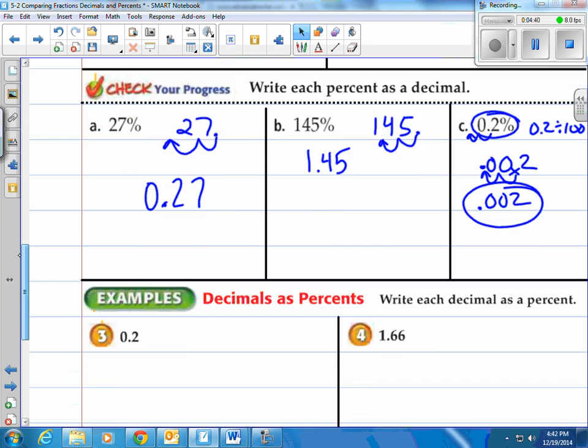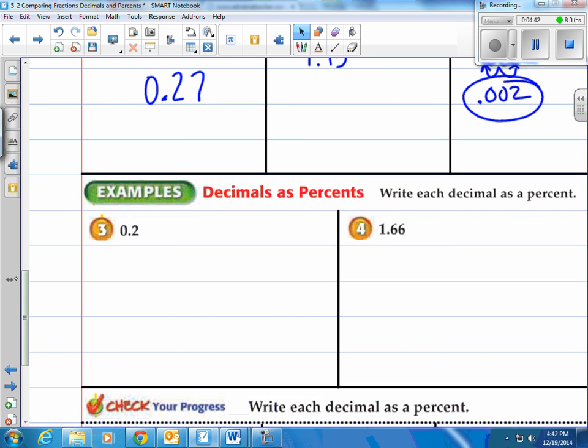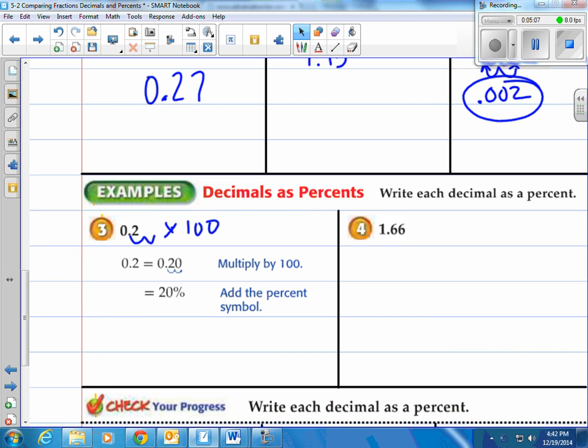All right. How about decimals as percents? It says write each decimal as a percent. Well, as I stated earlier, this one we'd actually be multiplying by 100, which means moving the decimal over 2 spots. So multiplying by 100 actually just moves the decimal over 2 spots. Notice we're going to have to fill in with a 0 there. So we're going to end up having 20, and then we add that percent symbol. So it's 20%. 0.2 is actually 20%.